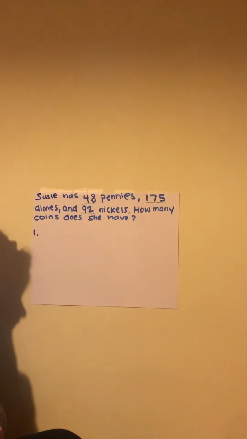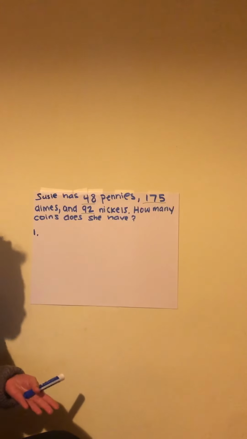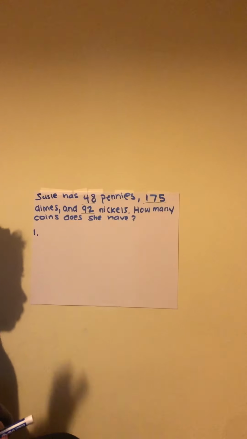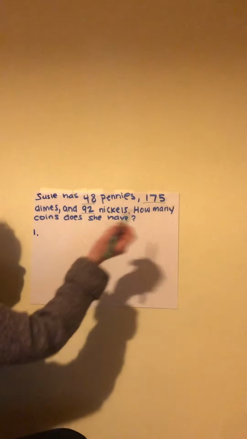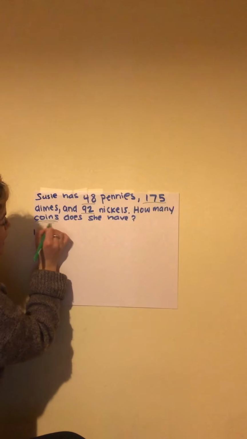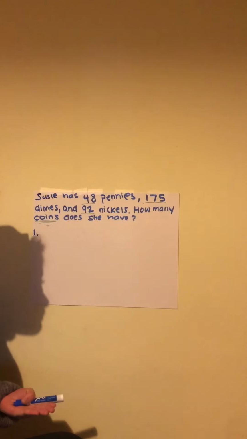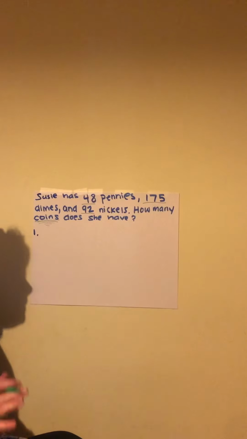The next thing we need to think about is, are we dealing with the value of these coins, or are we just counting how many coins there are in total? Just by looking at this problem, I know that we're counting all of the coins in total and not their values. I know that because the unit in this problem is coins. How many coins does she have? It doesn't ask us how much money does she have, and it doesn't ask us what are the values of those coins. It simply asks us how many coins does she have.